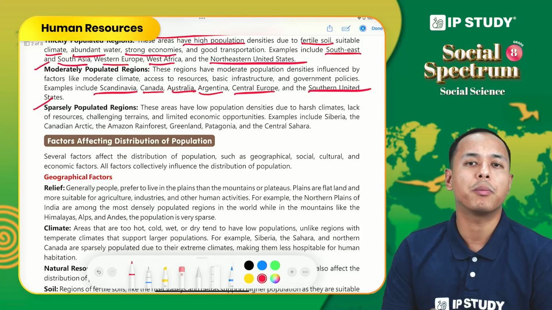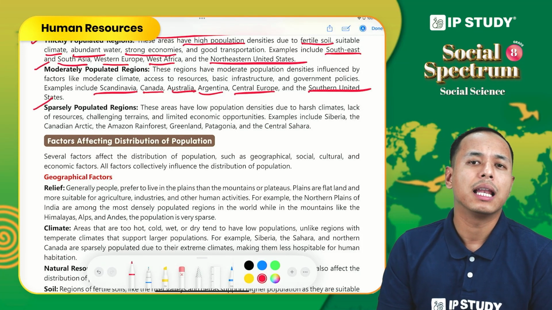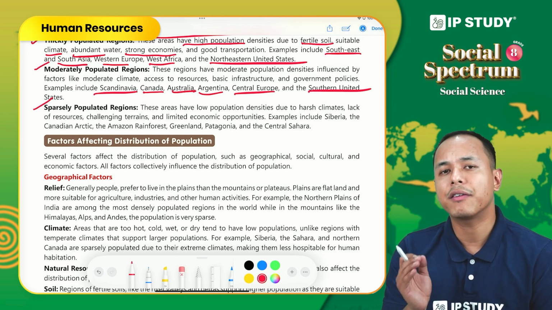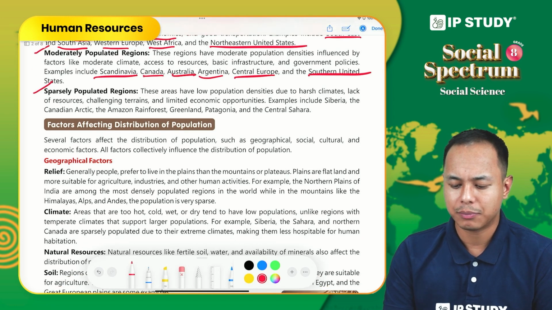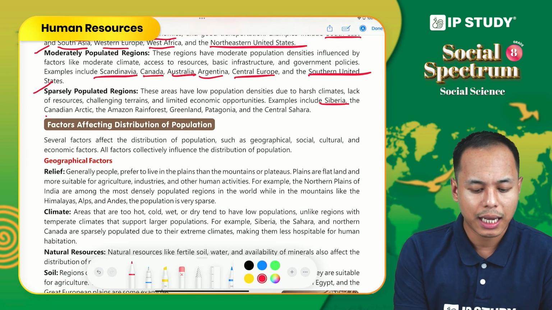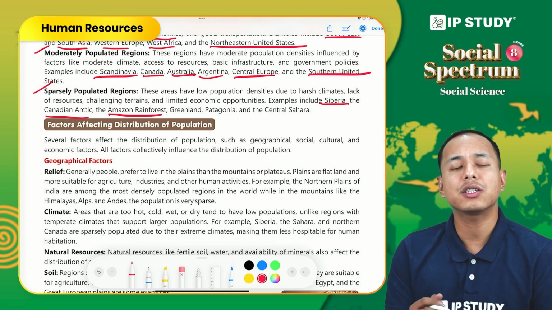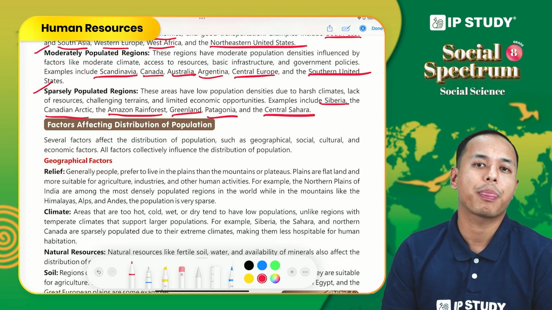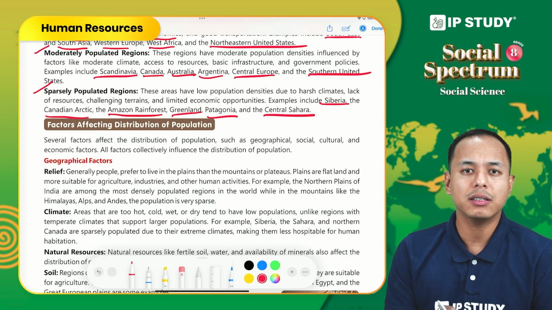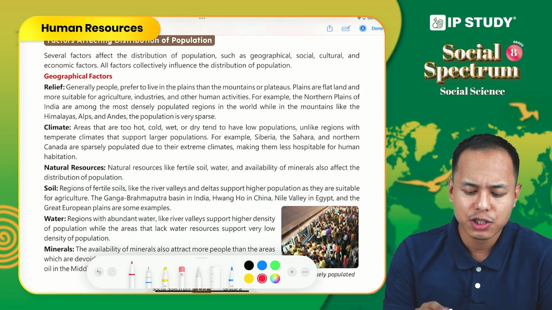And lastly, sparsely populated regions. Here only a few people or small pockets of people live in this region because of again different factors. It could be extreme climate, extreme environment. For example, Siberia, very cold. Canadian Arctic, Amazon rainforest, thick rainforest. As such, it is very difficult to live there. Greenland, Patagonia and Central Sahara. So because of the various factors, population density also varies. Now let us see the factors affecting distribution of population.